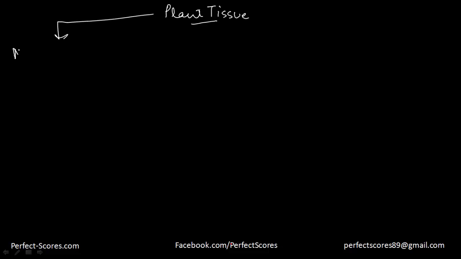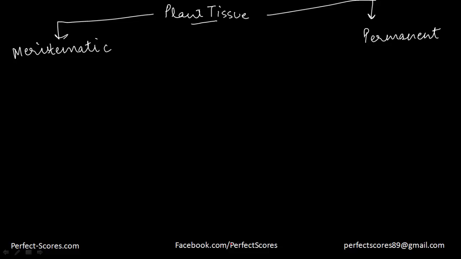One is known as meristematic tissue and the other one is known as permanent tissue. Now the basic difference between them is that in meristematic tissue, the cells still undergo cell division. That means they still divide and produce themselves repeatedly. But in permanent tissues, there is no more cell division. So that is why it's called permanent.